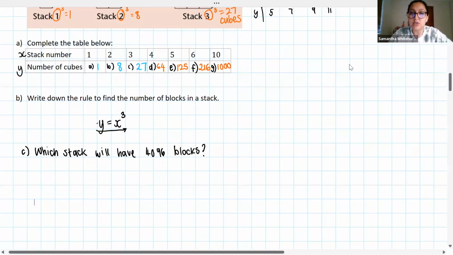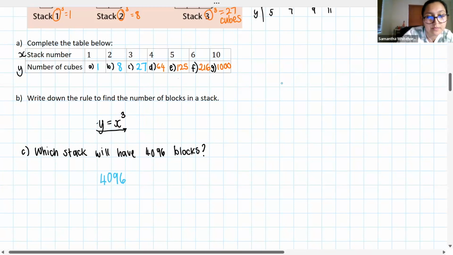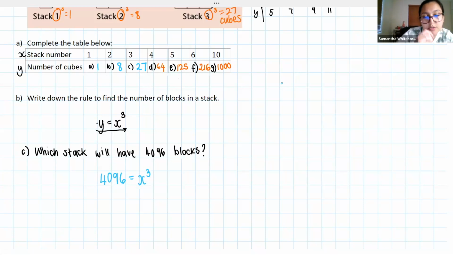Absolutely. Chantal, did you do it differently? Yes, ma'am, I did. Cool. What did you do? I said 4,096 equals x to the power of 3, and then I cubed them both. Okay. So you substituted into your equation. I substituted, yes. Good. And what then did you get? Then I got 16 is equal to x.